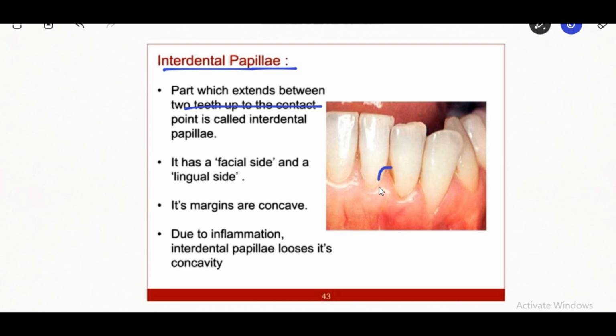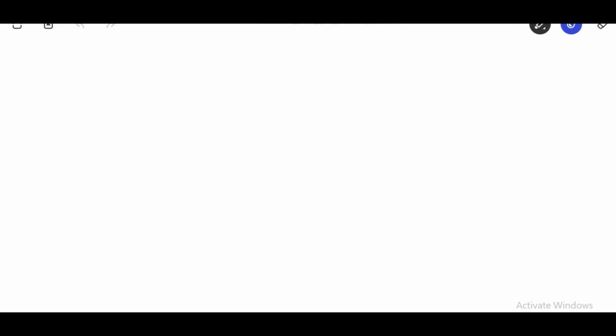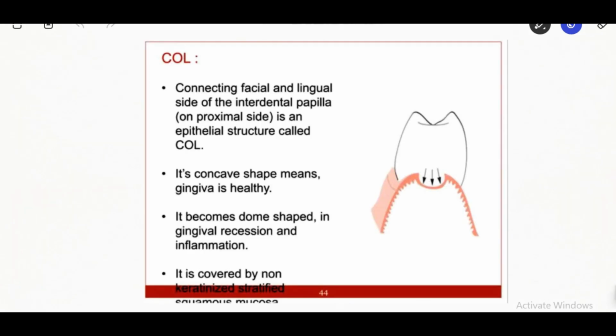and it is known as interdental papilla. It has a facial and a lingual side. The margins are concave. Due to inflammation, the interdental papilla loses its concavity. The col is the part connecting the facial and the lingual sides of the interdental papilla on the proximal side.